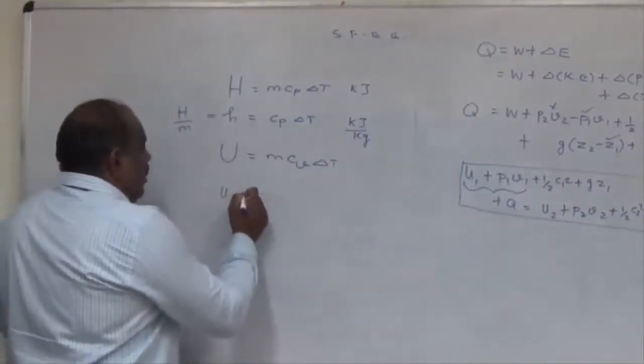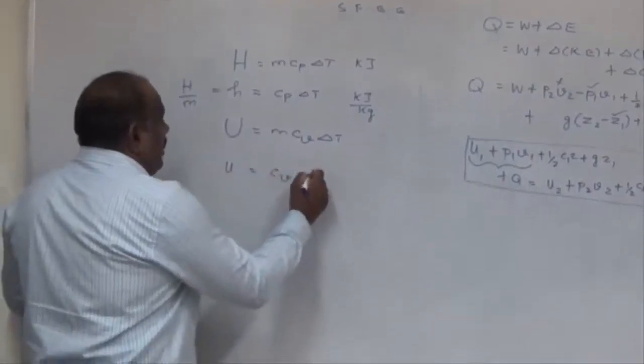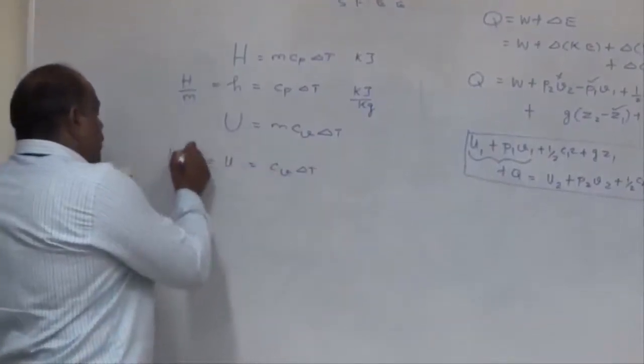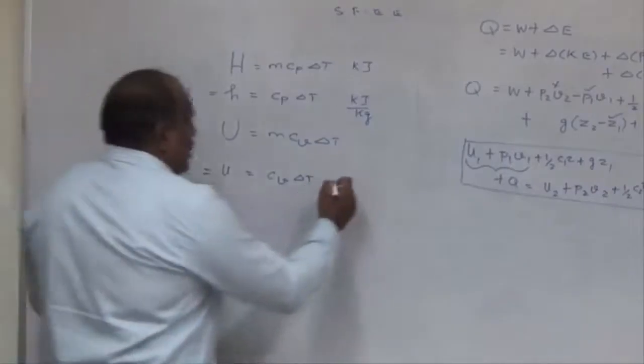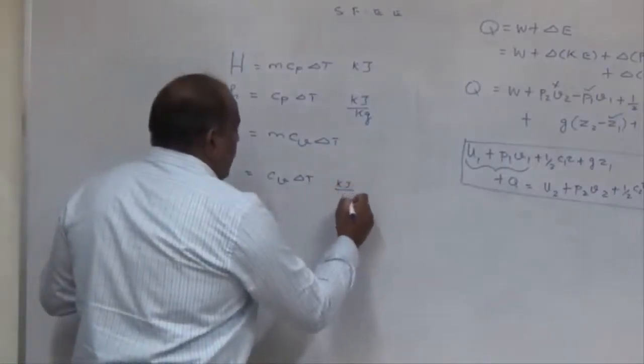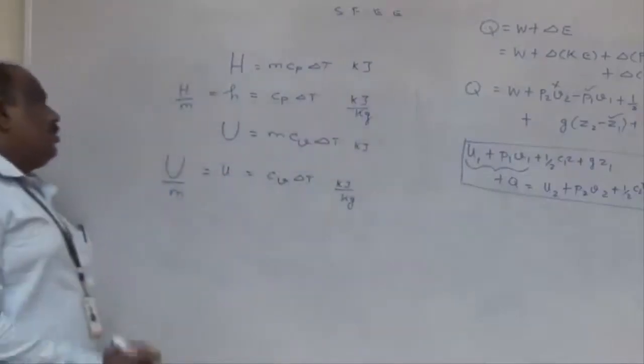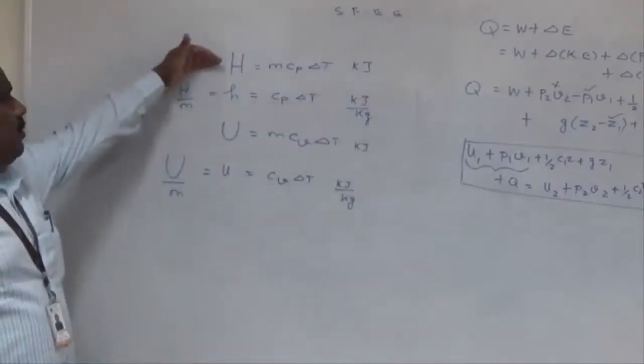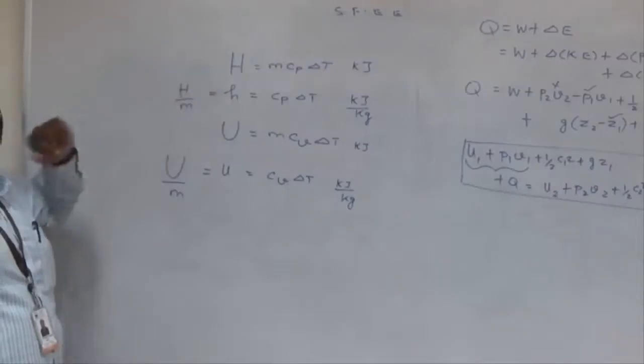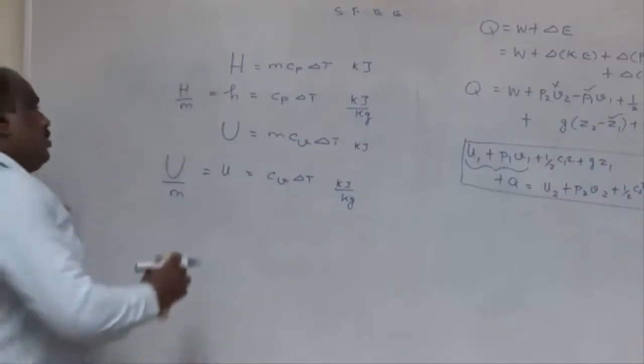Similarly, small u is equal to Cv into delta T, which is nothing but capital U by m. This also has a unit of kilojoule per kilogram, while capital U has a unit of kilojoule. So we should know how to differentiate between the extensive property and the specific property, which is nothing but an intensive property. So now we should know these two things.